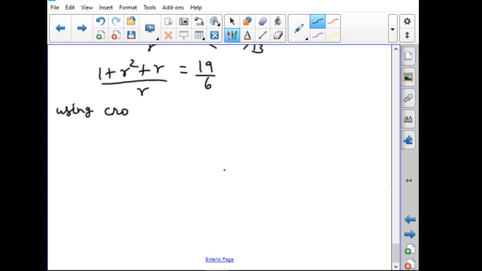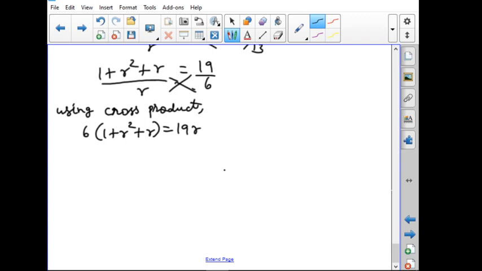Using cross product. Cross product means what? 6 into this term. This is the cross product. 6 into this term and 19. So, you have to write 6 into 1 plus R squared plus R equal to 19R.